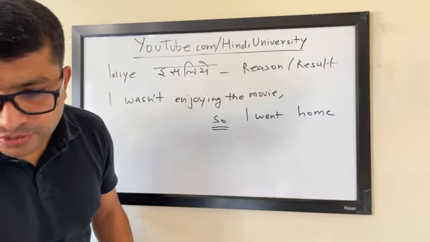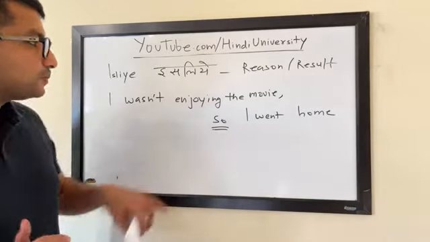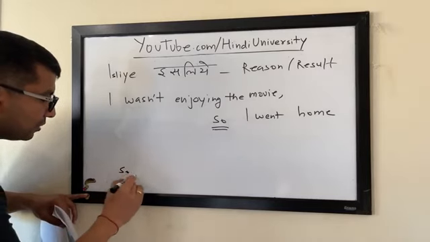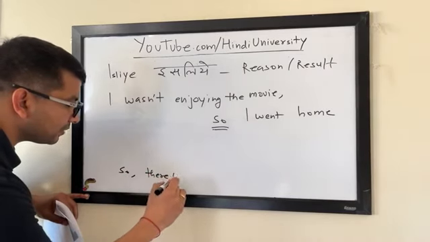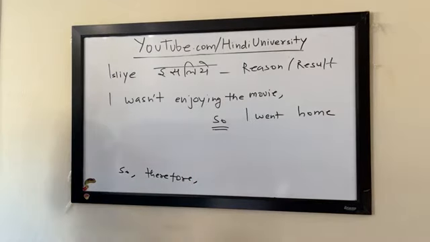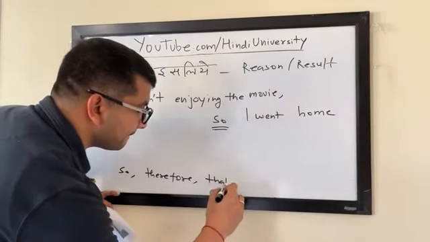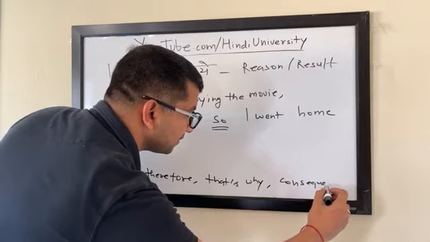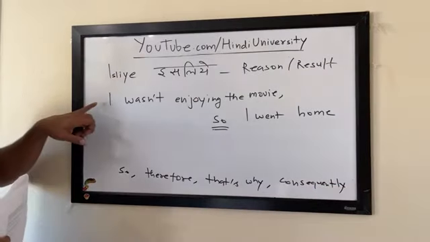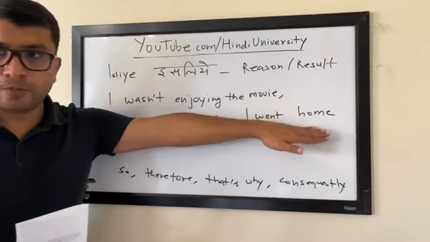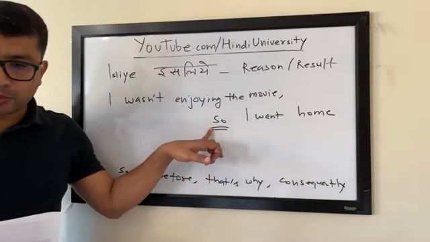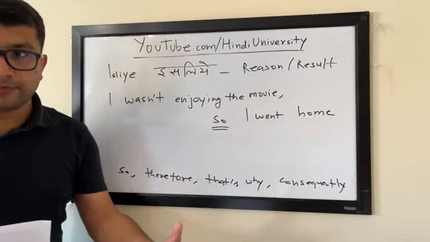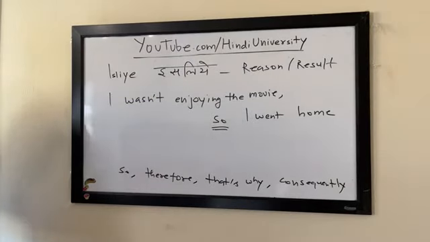And now, what you have done is you have combined them using "so", which is essentially the same thing, or you can have "therefore", or you can have "that's why", or you can have "consequently". This sentence, I wasn't enjoying the movie, sentence one, I went home, but they're joined using "so". The second sentence is the result of the first one. First one is the reason.